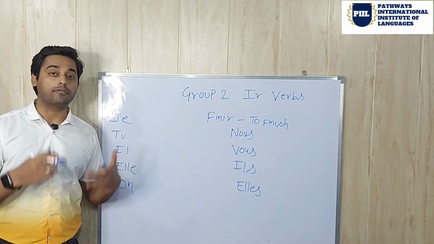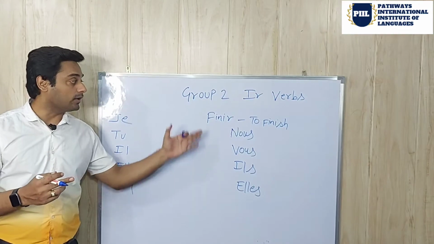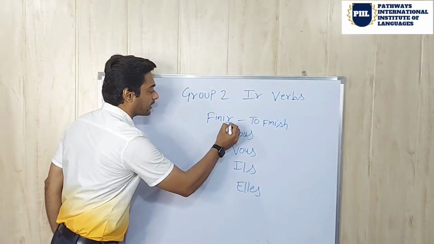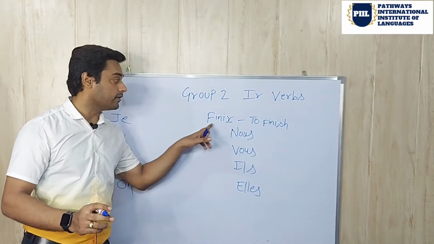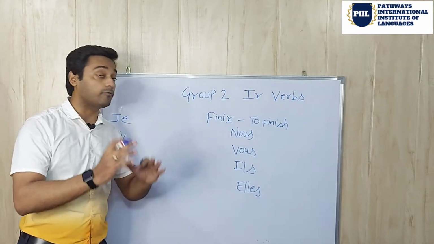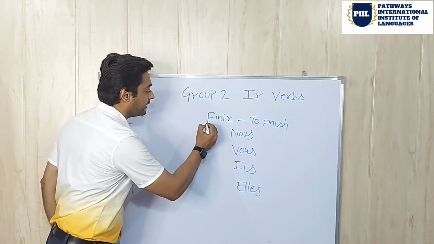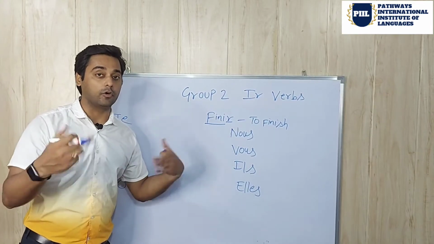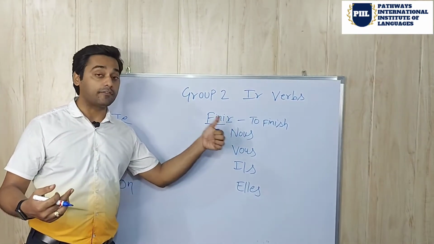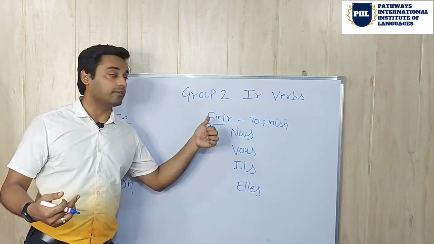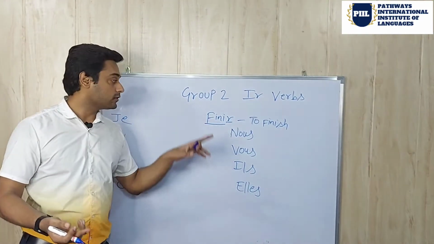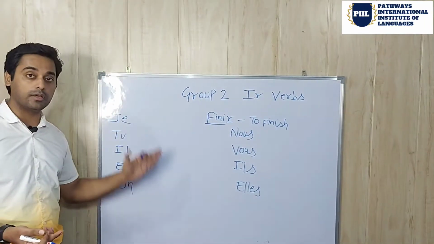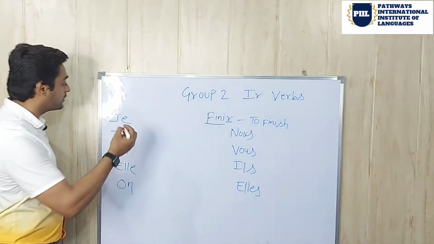Now what is the rule of conjugating regular IR ending verbs? First, we just have to remove this R from the infinitive. Now what are we left with? We are left with fini, which we call a radical. After removing the R, we are left with fini, which we call a radical. This radical we need to put in front of all the pronouns. Let's put it.